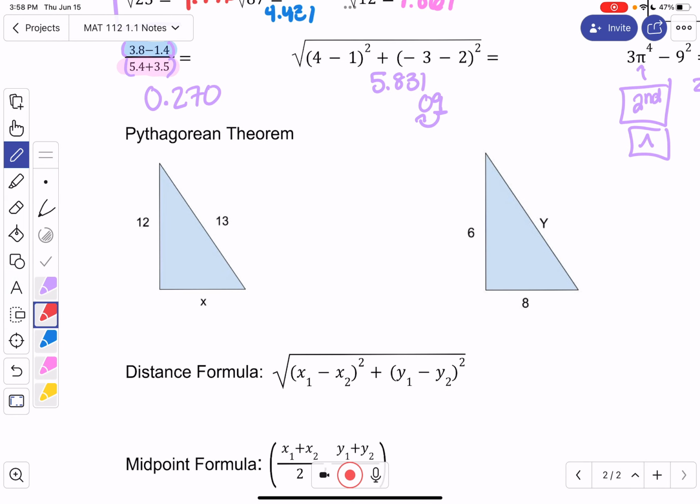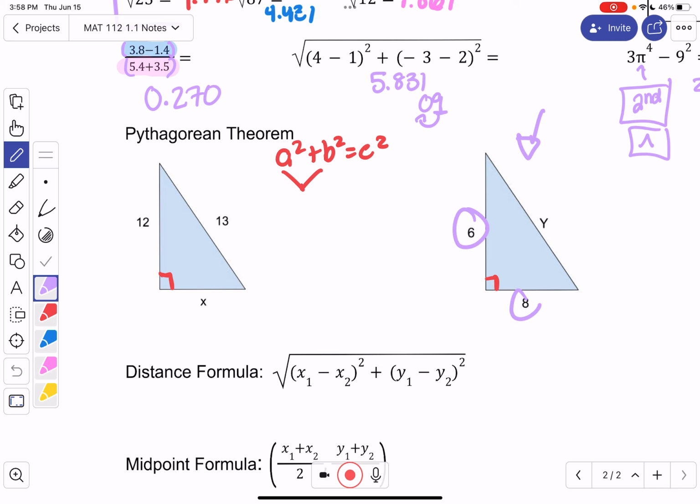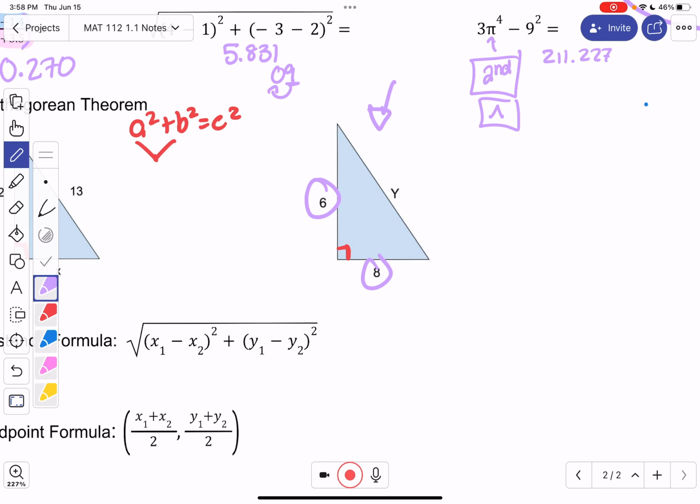Pythagorean theorem. Way back somewhere in your childhood, you learned a squared plus b squared equals c squared. That means that if you square the legs of a right triangle and add them together, it will equal the hypotenuse, or the side across from the right angle, squared. So if I were to do this second one over here, I'm going to start with the second one because we know A and B, we know the legs. So 6 squared plus 8 squared equals y squared.